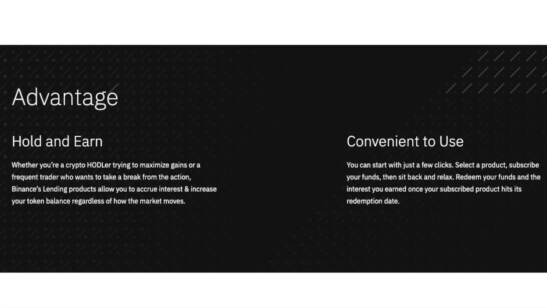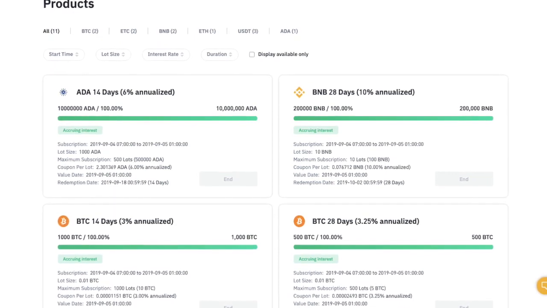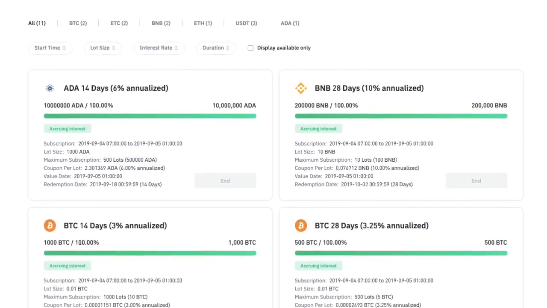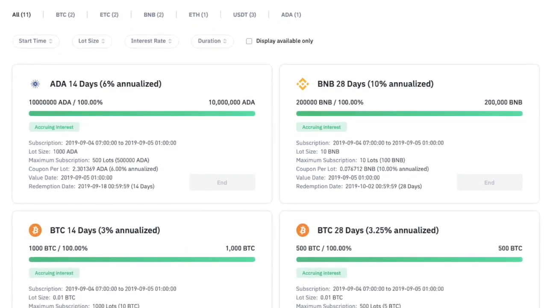They split this across different phases. Phase 1 of the lending launch included a 14-day fixed term for BNB, US dollar Tether and Ethereum. And the second, released early September, included 14 and 28 fixed day terms and added the likes of Cardano and Bitcoin to the list.